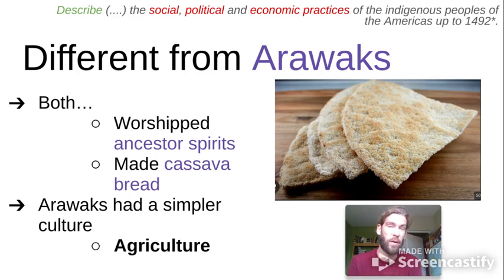For instance, the agriculture: the Arawaks used slash and burn agriculture, burning the field and then using it for agriculture. And the Taino used more of a drainage system with water, making dikes and digging small canals to do their agriculture. That's the main difference.